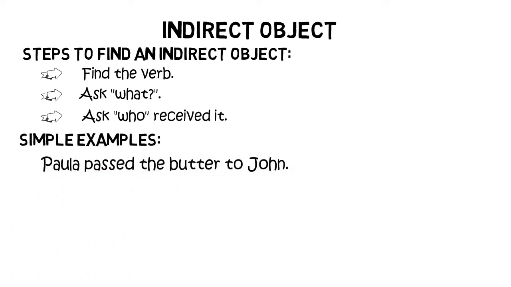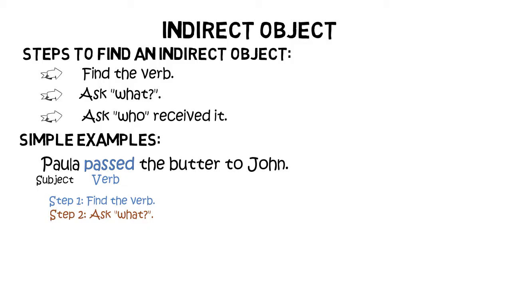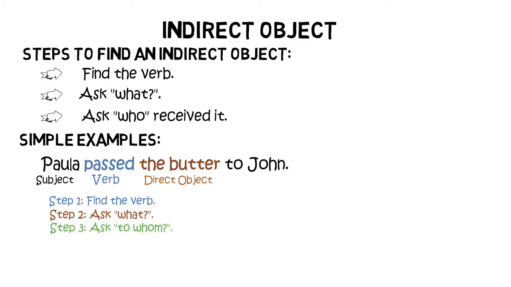Here's a simple example. Paula passed the butter to John. Paula is the subject, so we'll find the verb, and the verb is passed. Next, ask what. Remember, that gives us the direct object. Pass the butter. And then ask to whom, and that gives us to John. So John is the indirect object.